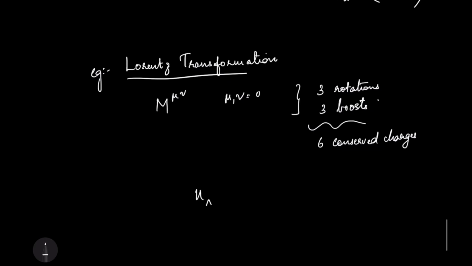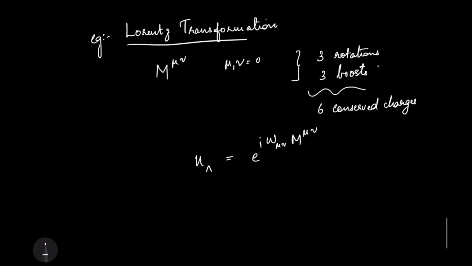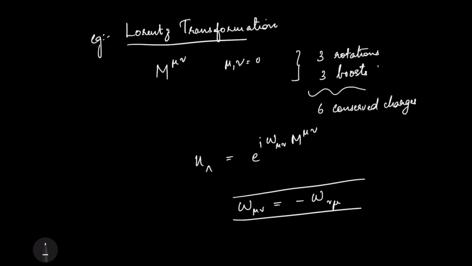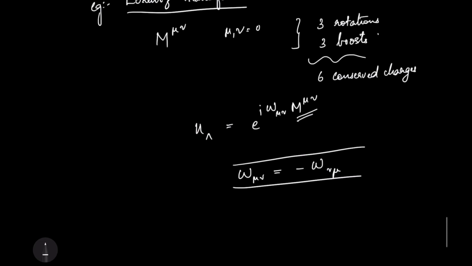So U(Λ) will be e raised to i ω_{μν} M^{μν}. Here we already know that the Lorentz matrix is antisymmetric. Therefore, ω_{μν} must be equal to minus ω_{νμ}. So this must also be antisymmetric because these are all finite angles of rotation. If M^{μν}, the Lorentz matrix, is antisymmetric, then this should also be antisymmetric.